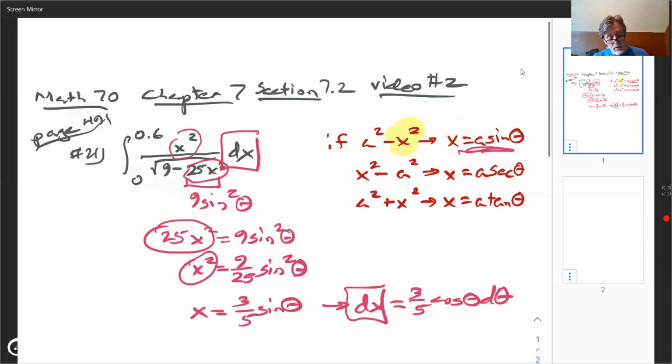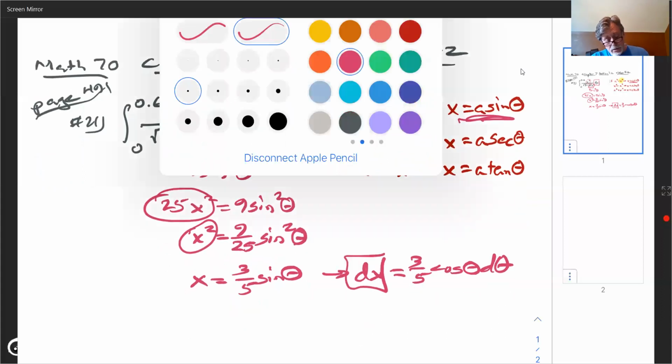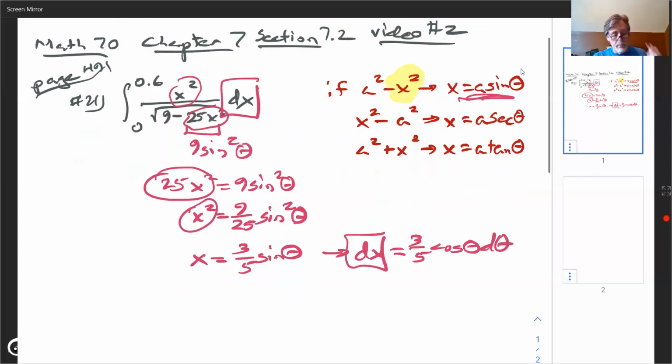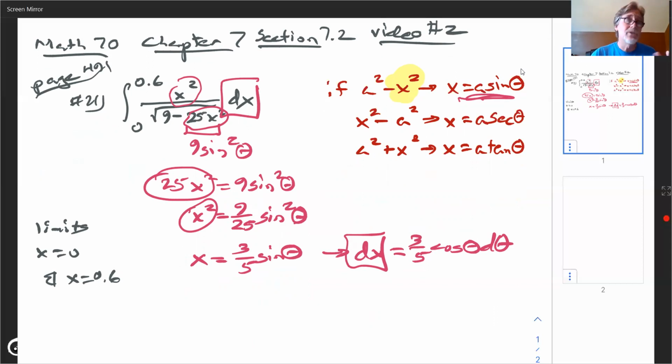As soon as I do that, I don't write the limits anymore. I have to remember, in fact, you put a note to yourself, the limits are x equals 0 and x equals 0.6. Did I say x? Yes, x. Those are x limits right now. If you want to change them to theta limits, you can. But let's work on the problem first.